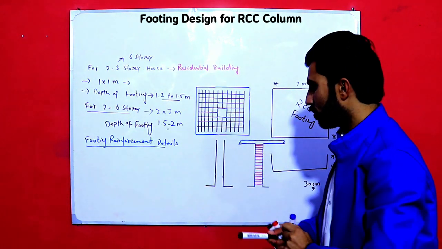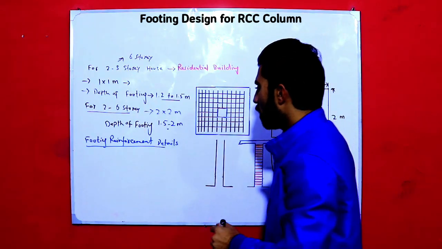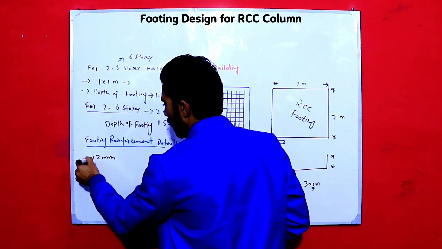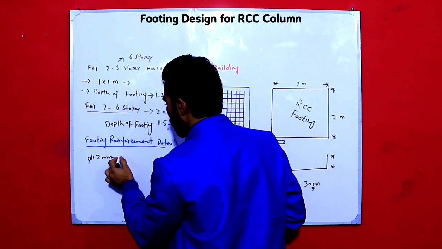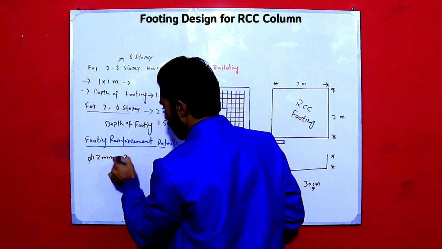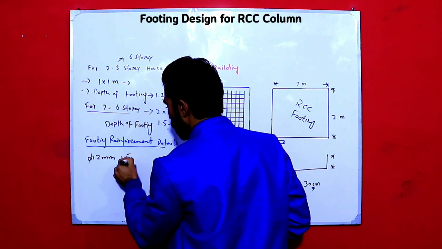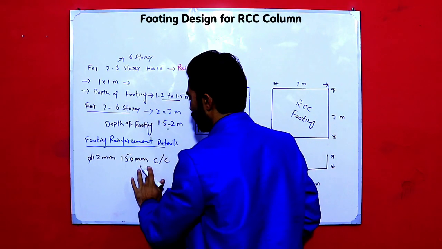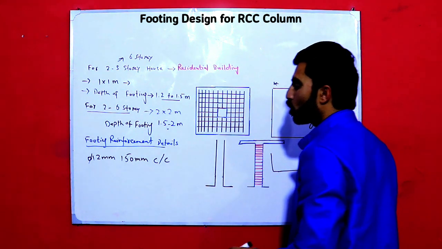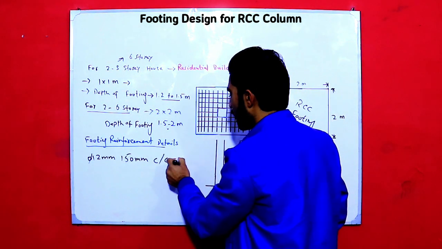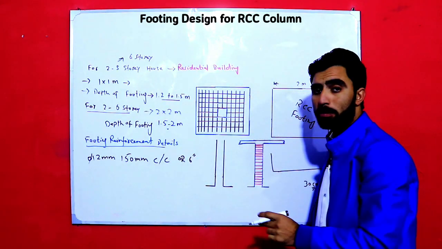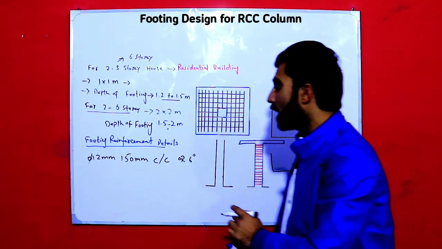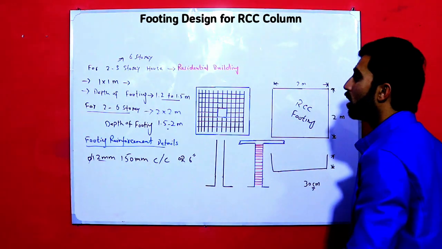Remember guys, use minimum 12 mm dia with 150 mm center to center distance between two steel bars. The spacing should be 150 mm or 6 inches. 6 by 6 inches you can keep center to center distance between two steel bars. And the dia should be 12 millimeter for 2 to 3 story.